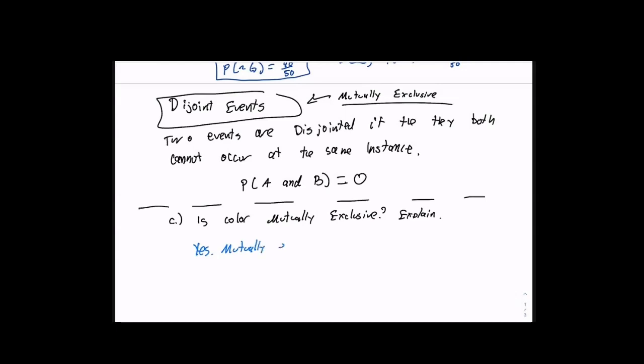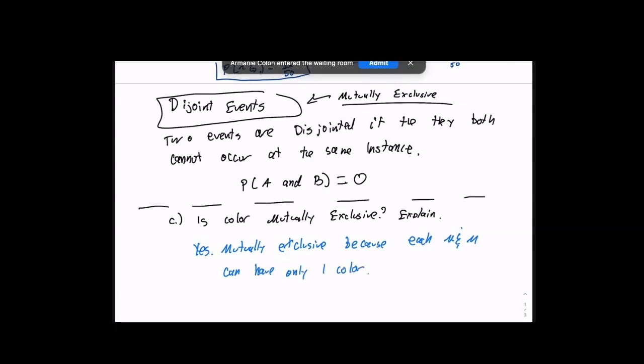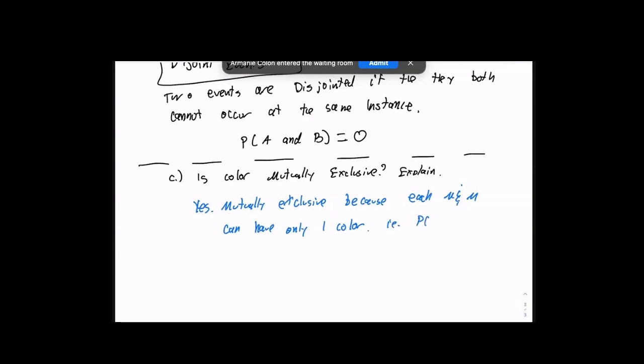They are mutually exclusive because each M&M can have only one color, i.e., the probability that you get a green and a red when picking a single M&M is 0. You cannot select an M&M and get, oh, this M&M is green and red. So mutually exclusive, or saying disjoint, because each one can only be one. This M&M is red. This M&M is blue. This M&M is green. You cannot have M&Ms that fall under two choices.